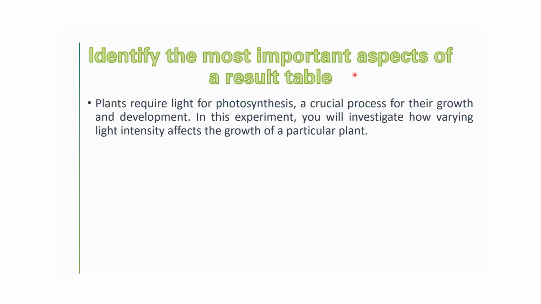Identify the most important aspects of a result table. So we have plants require light for photosynthesis, a crucial process for their growth and development. In this experiment, you will investigate how varying light intensity affects the growth of a particular plant.